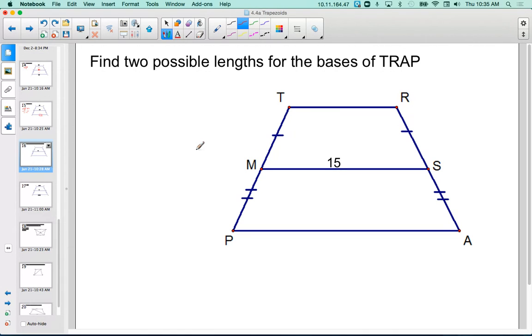We could do... the only one you can't do here is 15 and 15, because in this case you'd end up with a rectangle. These lengths would both be the same, which would make them perpendicular, and it'd be a rectangle. So the only one you really can't do here is 15 and 15. But if I went 14 and 16, that would work. All you need to do is pick any two lengths that when you average them, you get your mid-segment length.